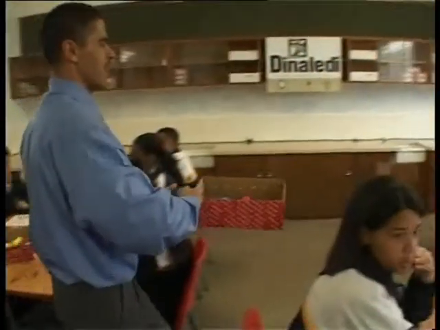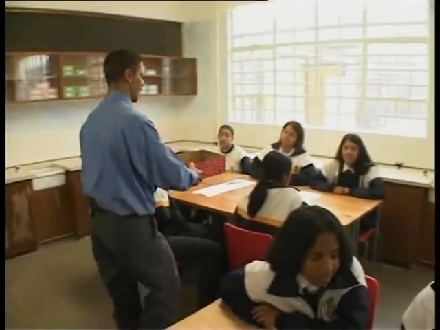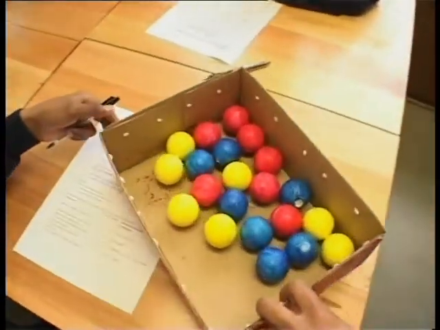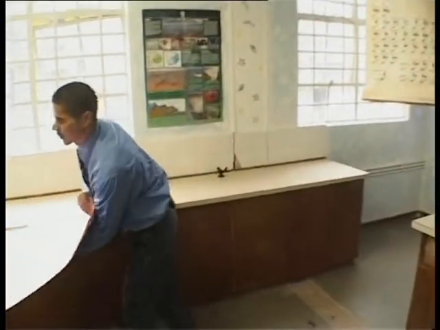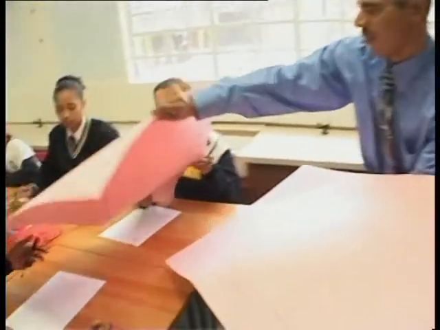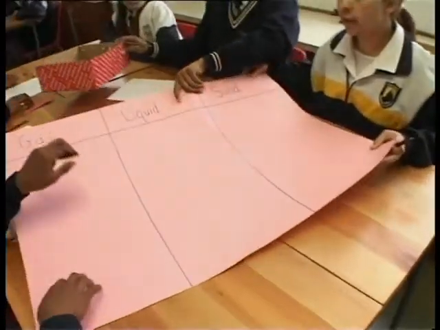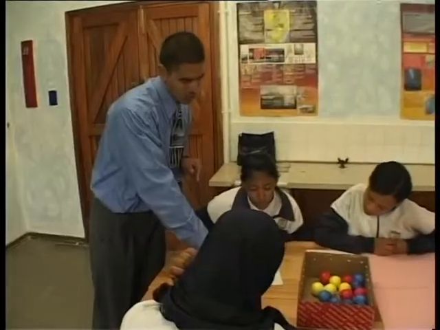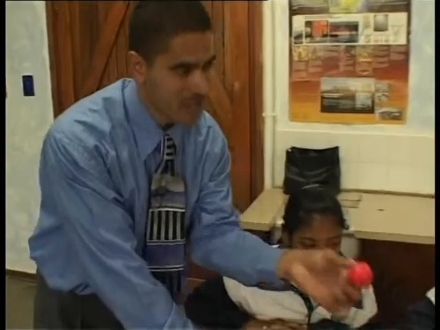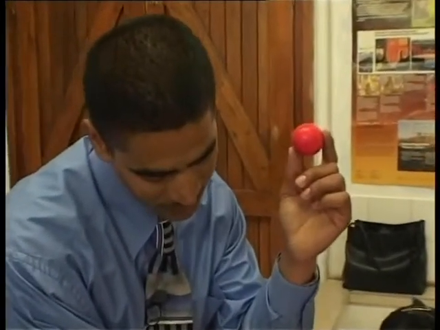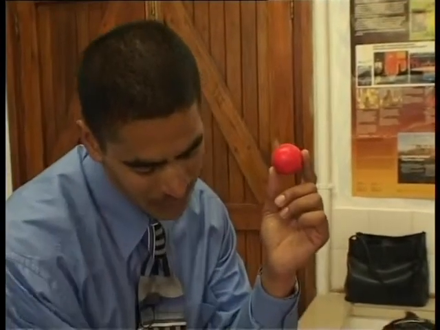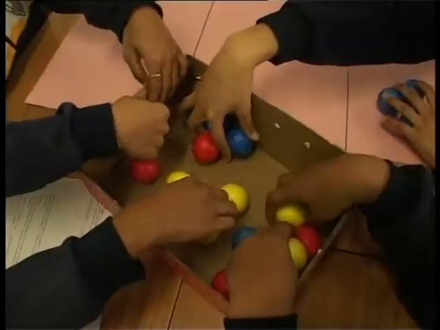In this activity, the teacher presents each group with 21 polystyrene balls in 3 different colors. Each group is also presented with a chart divided into 3 columns, each column representing a container. Each styrofoam ball represents a water molecule. I want you to make a microscopic representation of water in the different phases: gas, liquid, solid.